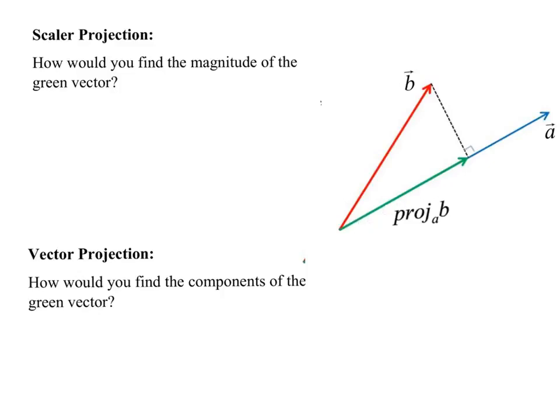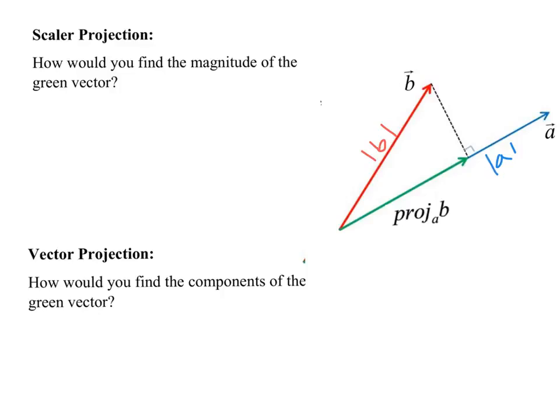Sometimes you'll see people say something about taking a light and shining it down, and the shadow would be the projection. So the first thing I'd like to think about is the length of the green vector. Let's start with some things we could actually calculate. If we're given vector B, we could calculate the magnitude of B. And if we're given vector A, we could calculate the magnitude of A as well.